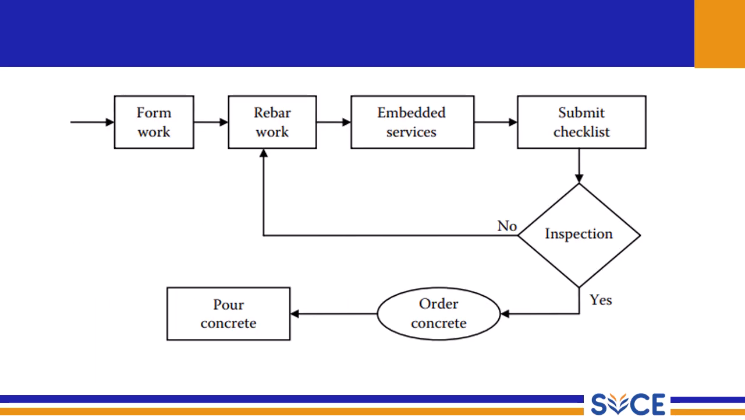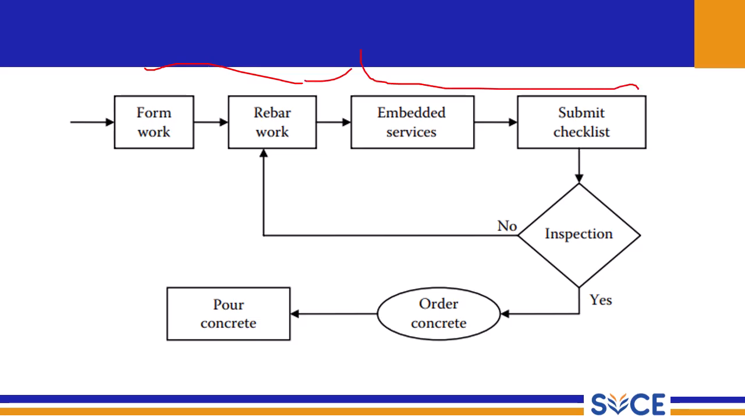Okay, so this is a flowchart that we are going to discuss. In this flow chart, there is formwork, rebar work, embedded services, and submission of checklist. From this, we are going to take some inspection. If it is yes, then we are going to order the concrete and pour the concrete. So we have to do all those things prior to the pouring of concrete.